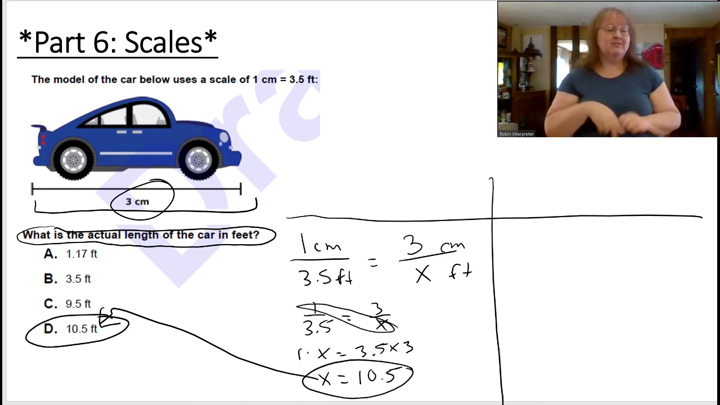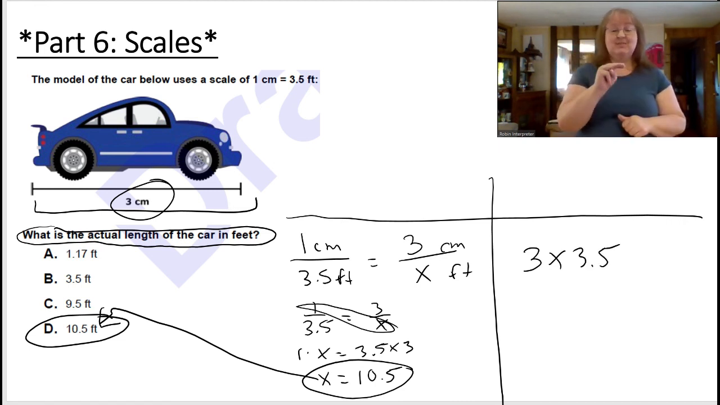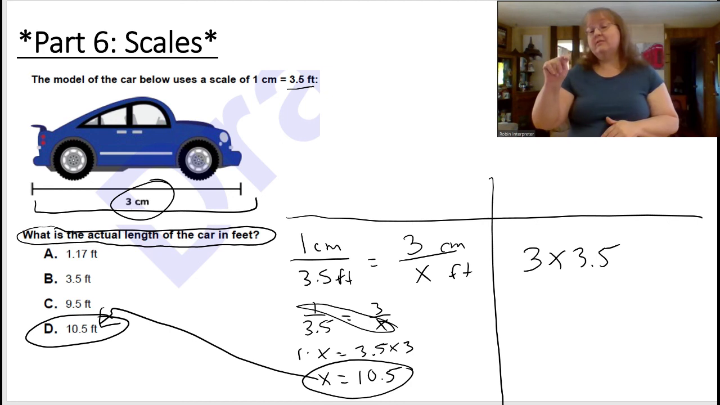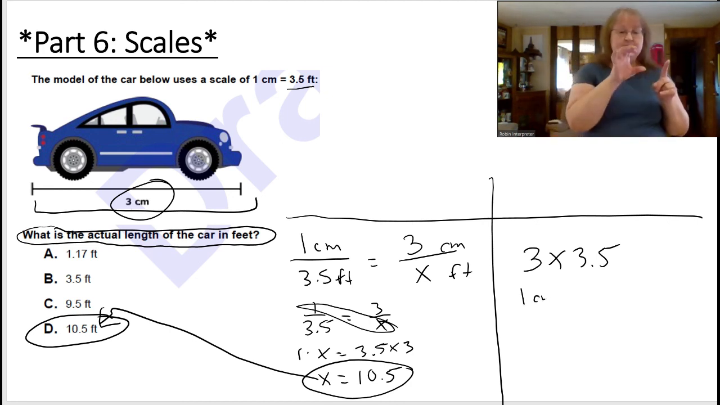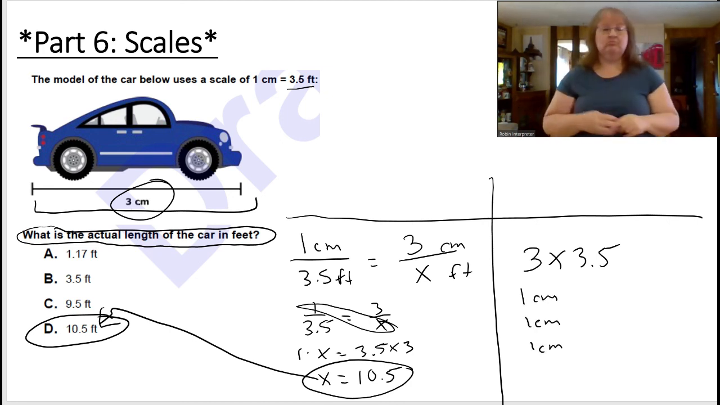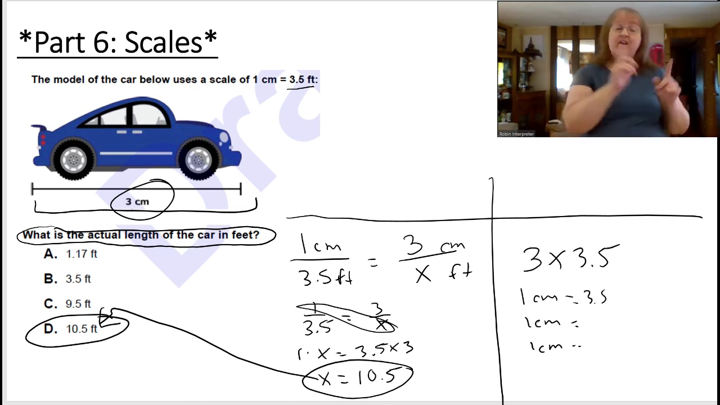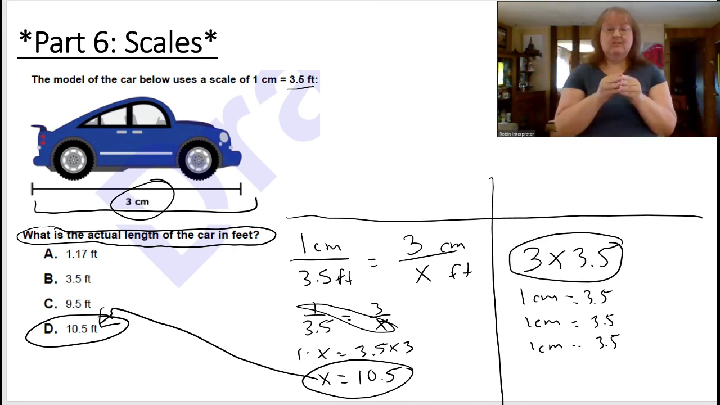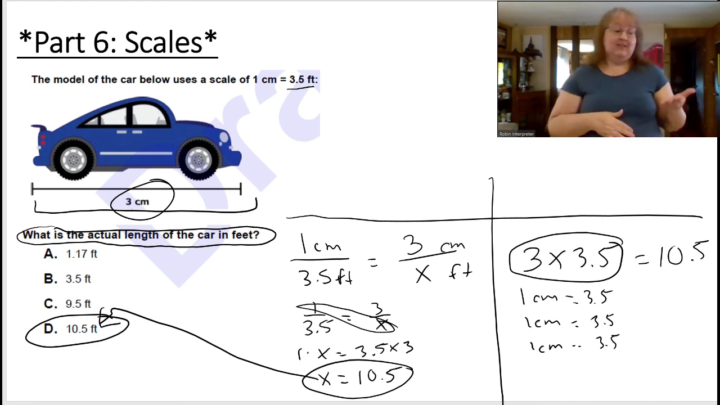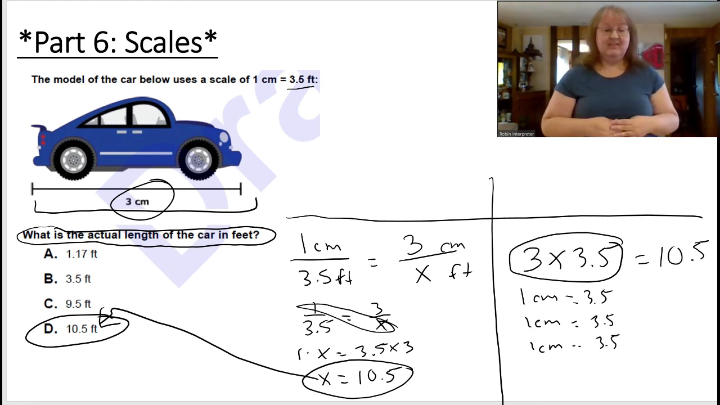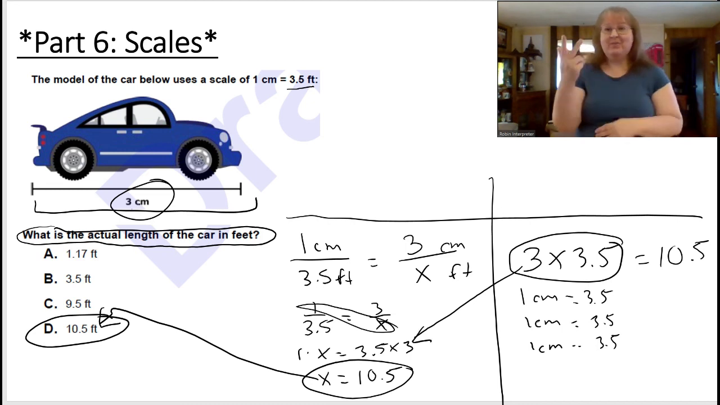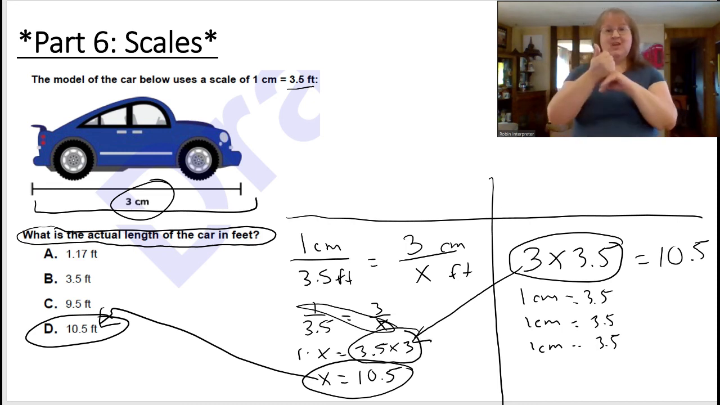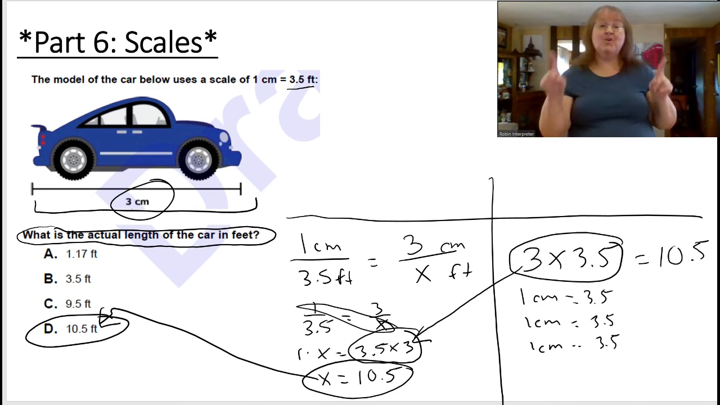Well, there's something else you could have done too. You could have just done 3 times 3.5, because each centimeter equals 3.5 feet. That's 1 centimeter, 1 centimeter, 1 centimeter. So 3.5 plus 3.5 plus 3.5 is the same thing as 3 times 3.5, which is 10.5. So you could have done it another way if you had wanted. And it makes sense because you're multiplying 3.5 times 3 anyways by setting up a proportion.